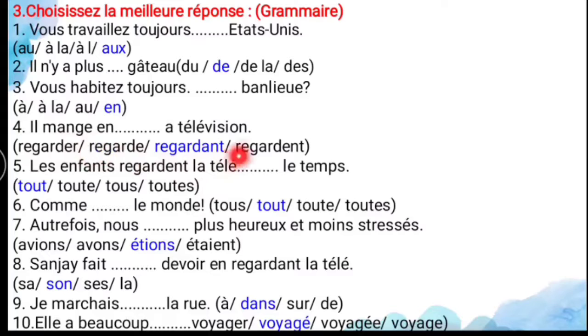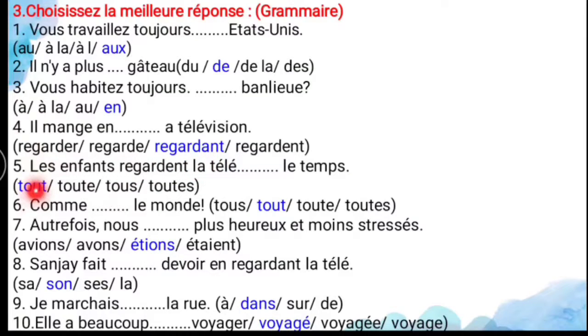And the fourth one is "Il mange en dash à la télévision." So here you have to use the gerund conjugation. The gerund conjugation ends with what? ANT. So before that the preposition is what? EN. So the answer is what? Regardant. That is, while watching television.